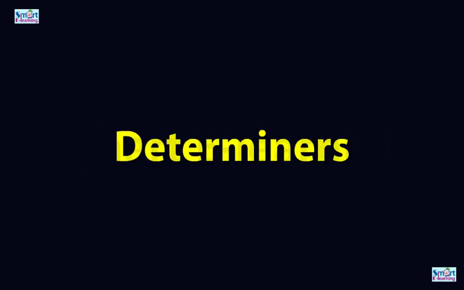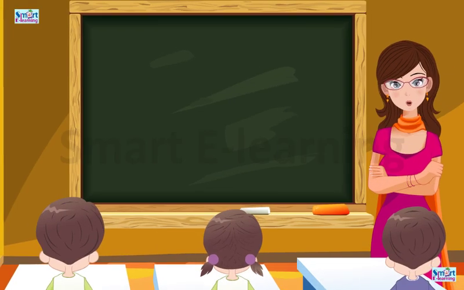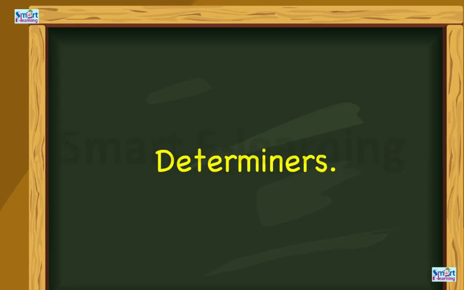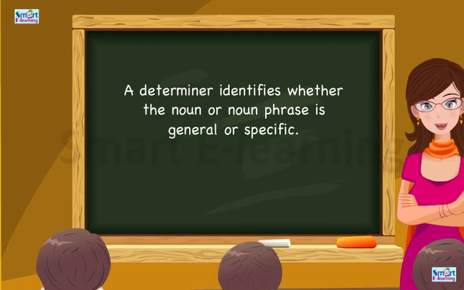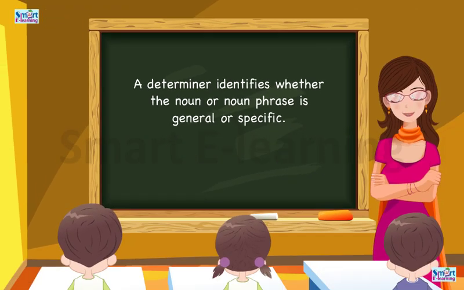Determiners. Hello students, I am going to teach you determiners, words that come before nouns to clarify the meaning of the noun. A determiner identifies whether the noun or noun phrase is general or specific.